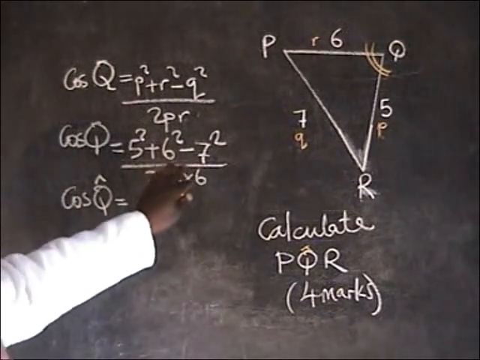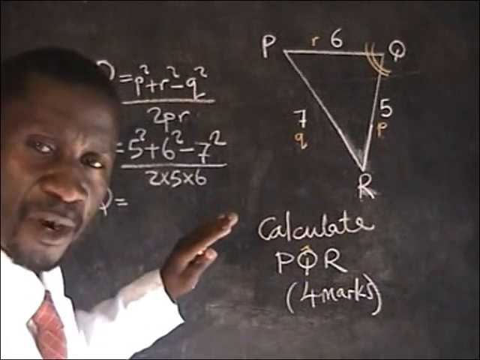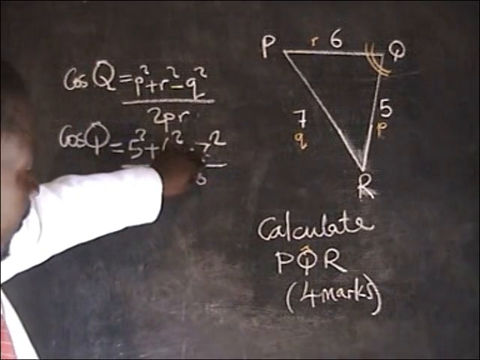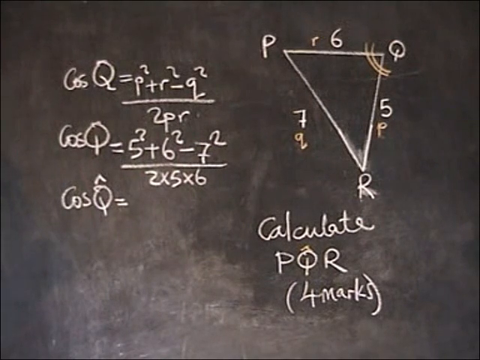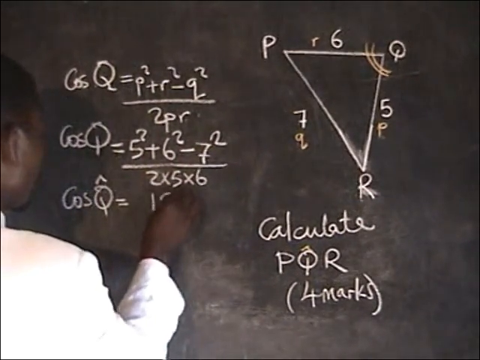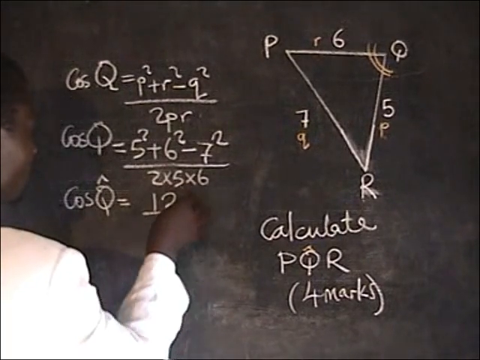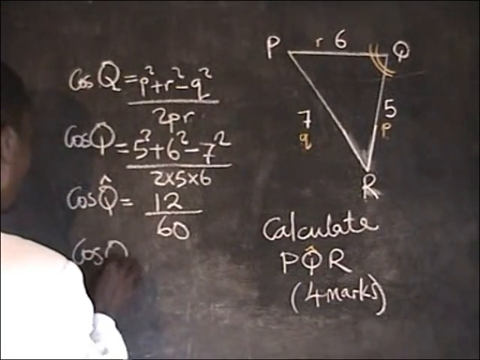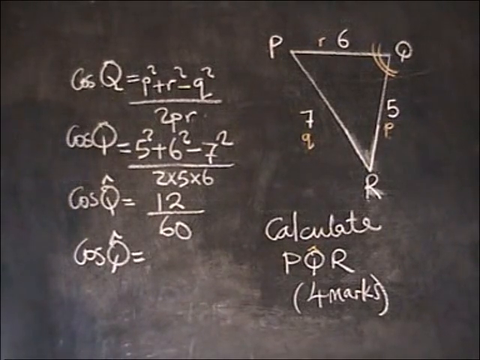Then this should be simplified. On the calculator, if you want, you can combine everything: 5 squared plus 6 squared minus 7 squared. That way, you are going to get a 12. I'm sure that is understood. You get a 12, and this is over 2 times 5, which is 10, times 6, which is 60. If you divide 12 by 60, what you are going to have there is 0.200.